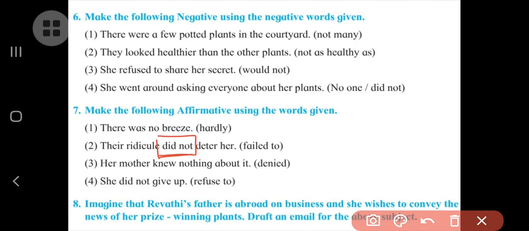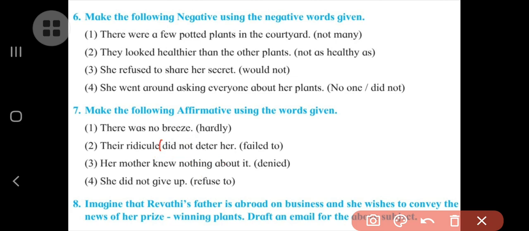Their ridicule did not deter her. Did not, this word shows this is a negative sentence, but we have to convert it into an affirmative sentence. As we have to convert it into an affirmative sentence, we will use the words given in the bracket. So how would the sentence be? Instead of did not, we have to use failed.